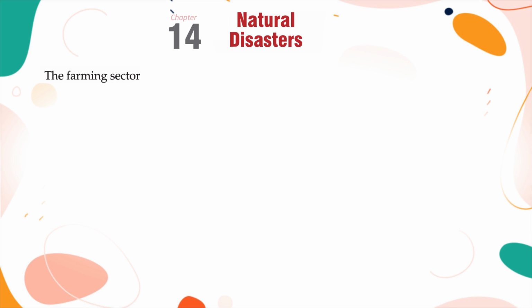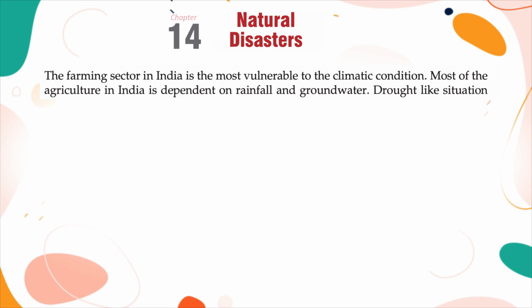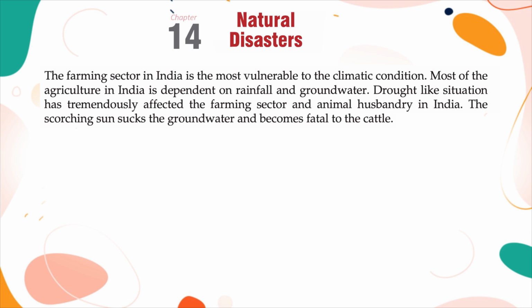The farming sector in India is the most vulnerable to the climatic condition. Most of the agriculture in India is dependent on rainfall and groundwater. Drought-like situation has tremendously affected the farming sector and animal husbandry in India. The scorching sun sucks the groundwater and becomes fatal to the cattle.